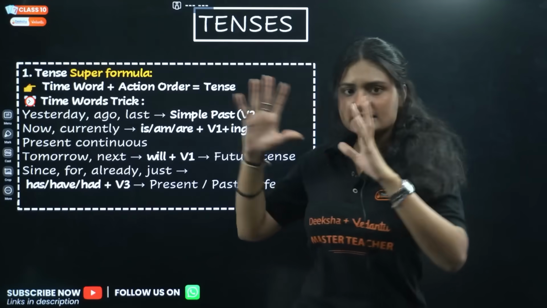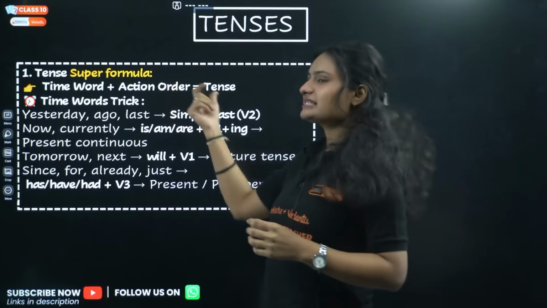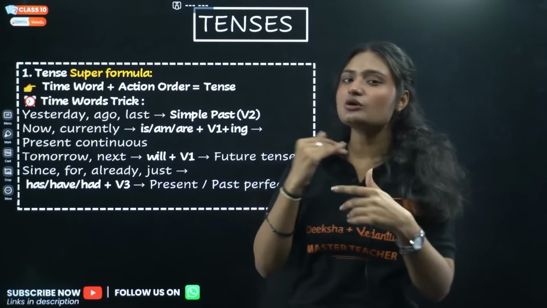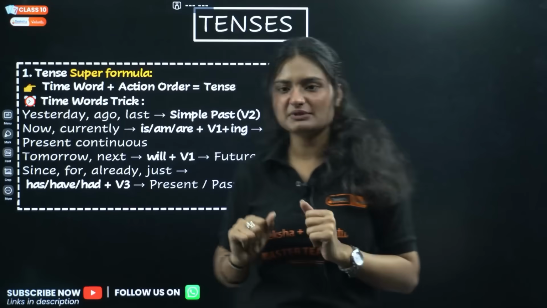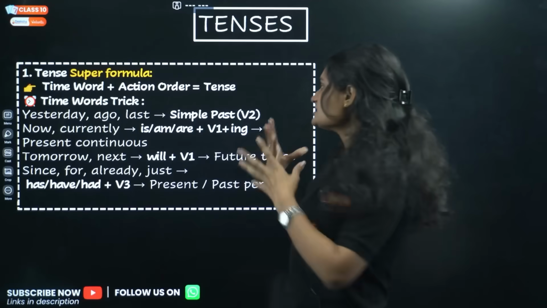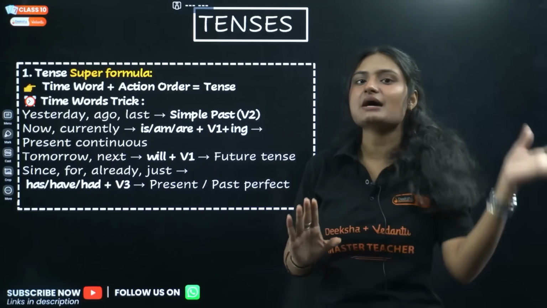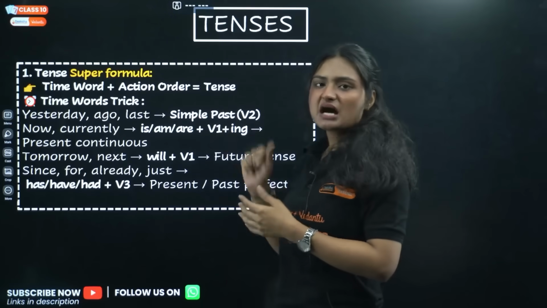In tenses, there is a super formula. What is the tense super formula? When you have a time word plus action order, you can figure out the tense it is talking about. For example, if in a sentence it is written yesterday, ago, last, that means the sentence is talking about past tense. The action has happened in the past, and it's the past tense.